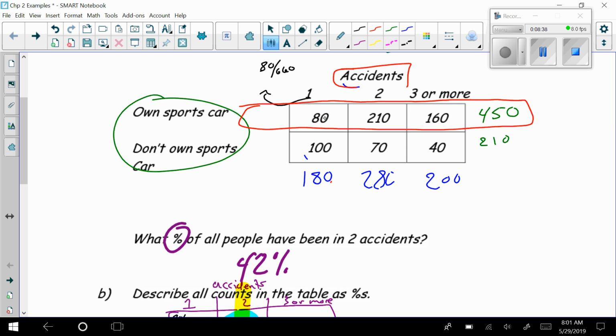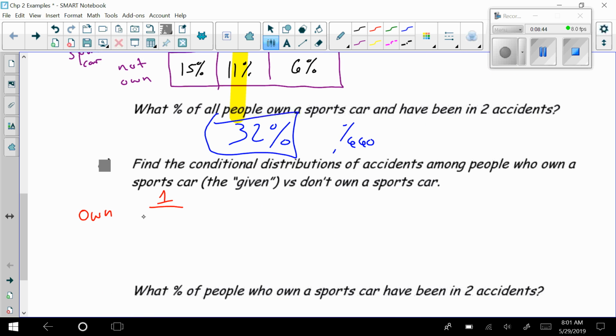Well, what percentage then had 1 accident? That's 80 divided by 450, right? So like our first one, this one would be 80 divided by 450, which if we divide that out, you get 17.7, which let's just round to 18%. Now that's 1 accident. What about those that had 2? Again, you're taking the 210 divided by 450, and that's 47%. And 3 would be, well, there's only 36% left in there. Remember that they should add up. So here we're dividing by the 450.